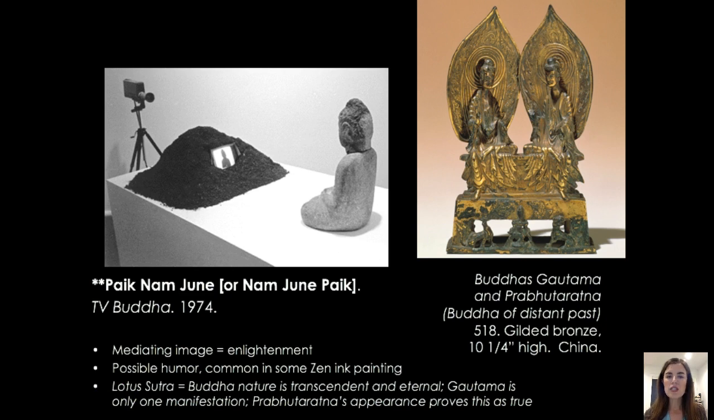And the Lotus Sutra is this idea that the Buddha nature is transcendent and eternal, and Gautama, the historical Buddha, is just one manifestation. And so when the Lotus Sutra is taught, this Buddha of the distant past, whose name is Prabhutaratna, appears. And so there's this double moment of the Buddha. And that's what we see in this Chinese work from the 6th century, this double Buddha of the historical Buddha and then Buddha of the distant past. This kind of doubling up of the Buddha could be a particular reference to the Lotus Sutra. So it might be a more traditionally Buddhist work than we assume.